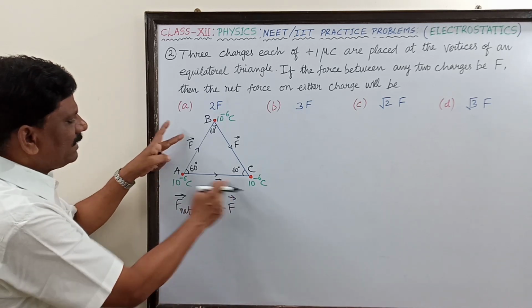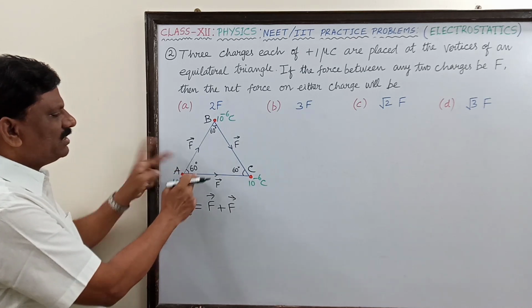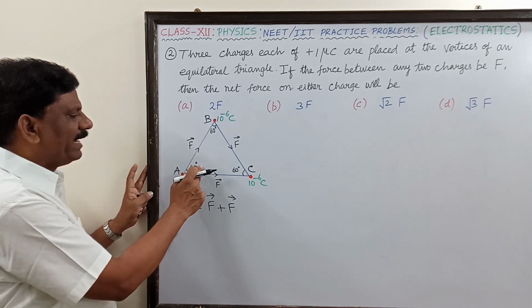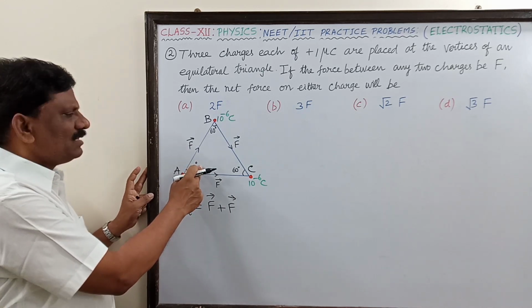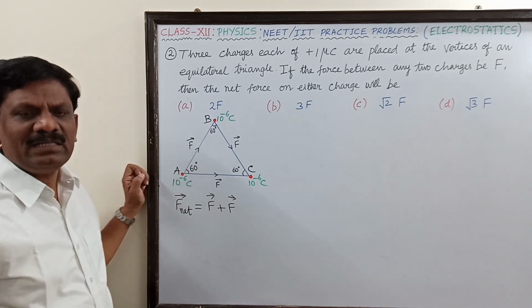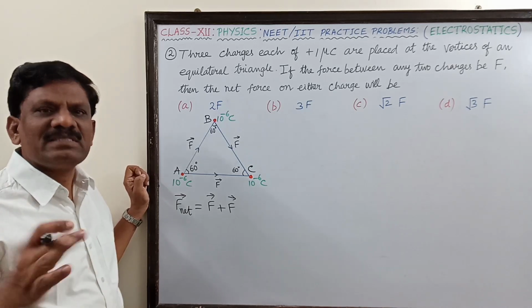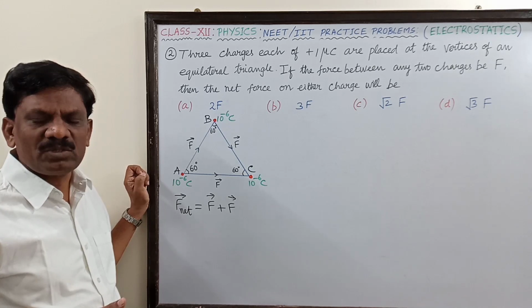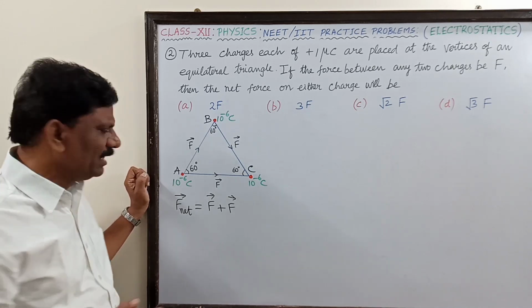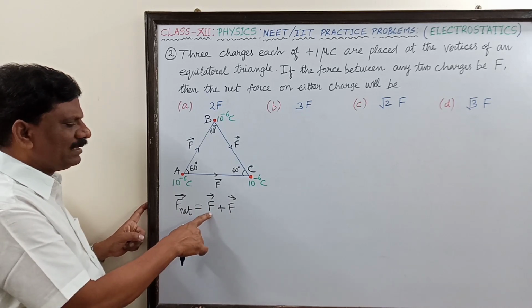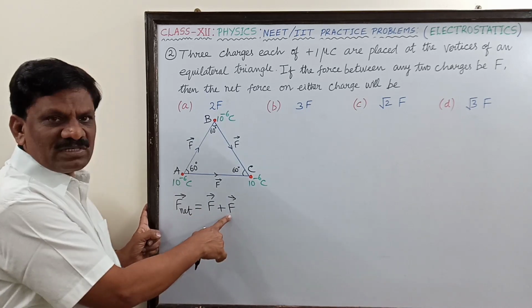So when 2 forces are acting on A, these 2 forces are separated by an angle of separation of 60 degrees. So I can represent these 2 forces along the 2 sides of a triangle. We have studied the triangle law of vector addition. So using the triangle law of vector addition, the net force acting on any of these charges is equal to the vector sum of any 2 forces.